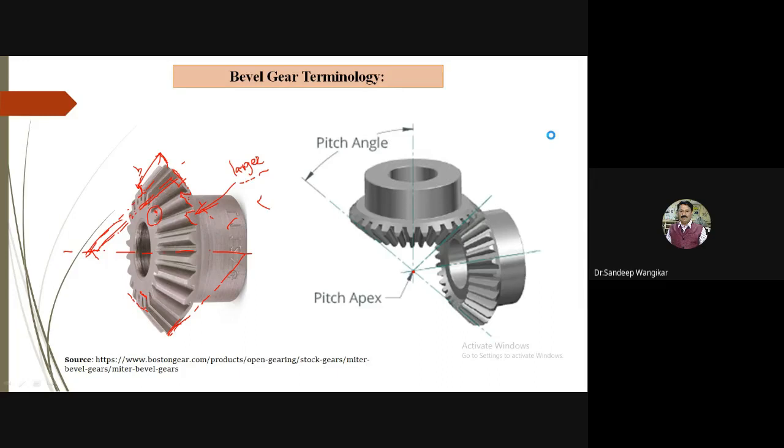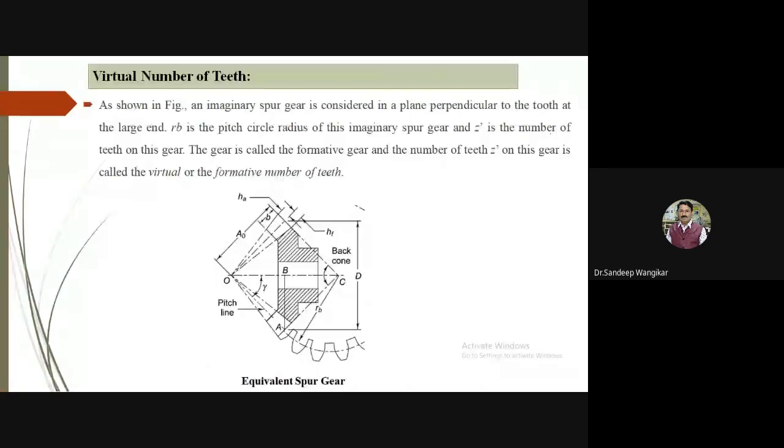Now let us proceed. An imaginary spur gear is considered in a plane perpendicular to the tooth at the larger end. That's why I have given you the concept. Why larger end? Because the imaginary spur gear is considered at the larger end, which I have shown you. RB is the pitch cone radius of this imaginary spur gear. Definitely this side will be your larger end.